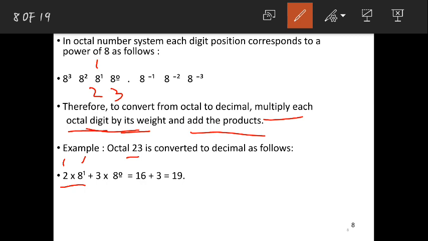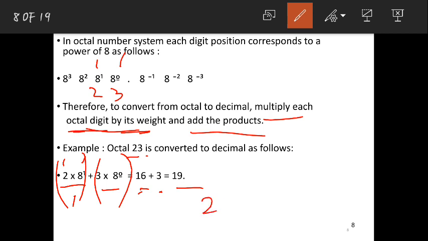So this is one octal digit and its weight multiplied. Then there is another octal digit, that is 3, so 3 multiplied by 8 to the power of 0. If you have 3 octal digits, then you need to have those 3 products. Now 2 into 8 to the power of 1: 8 to the power of 1 is 8, so 2 into 8 you will get 16. Next, 8 to the power of 0 is 1, so 3 into 1 you will get 3. So 16 plus 3 you will get 19. This is your decimal number.